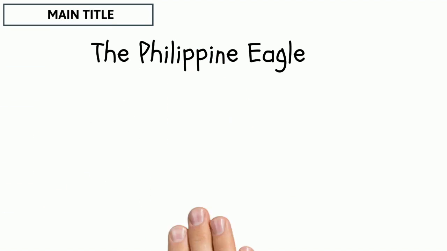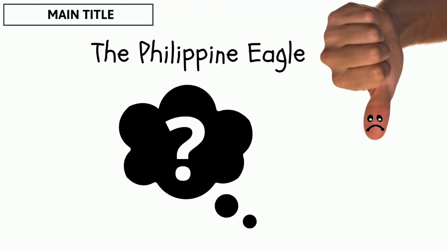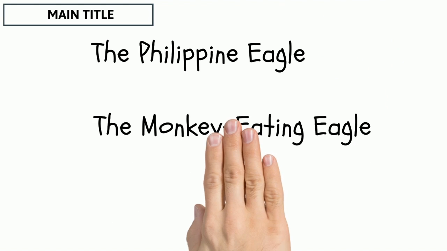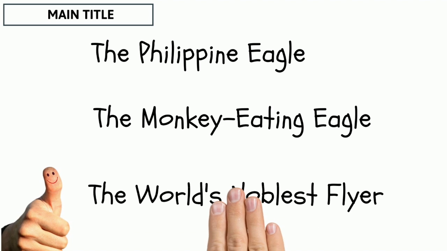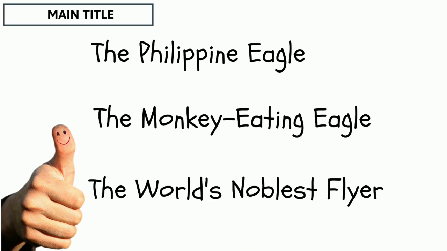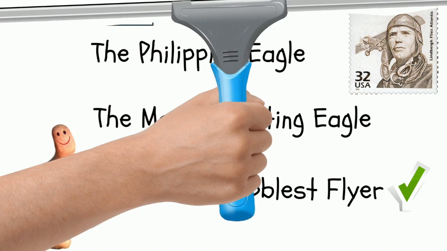The Philippine eagle is an obvious title, but perhaps I can liven it up a bit. Remember, your information report is probably going to be one of many. How can you make sure that your potential readers choose yours to read? The monkey-eating eagle. That sounds more intriguing. Or perhaps the world's noblest flyer, which is how flying ace Charles Lindbergh described the Philippine eagle. I think I'll use this one in my final report.